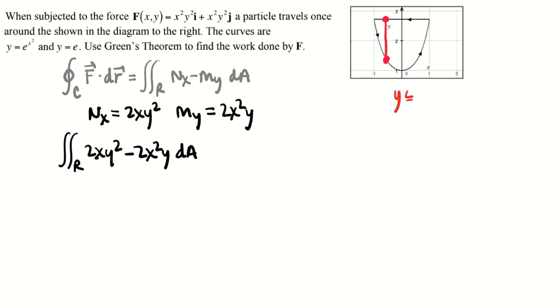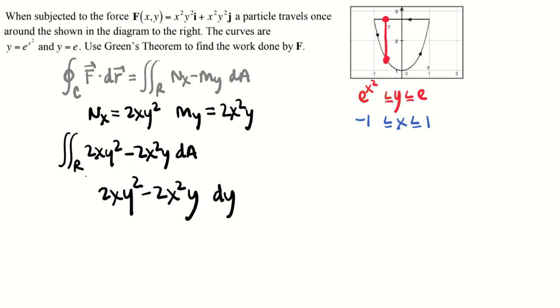So I'm going to say y is between, the curve is on the bottom, so that's e to the x squared, and then the horizontal line is on top, and that'll just be e. X is running from negative 1 to 1. So I'll be wanting to integrate 2x y squared minus 2x squared y with respect to y first, as y runs from e to the x squared up to e, and then as x runs from negative 1 to 1.